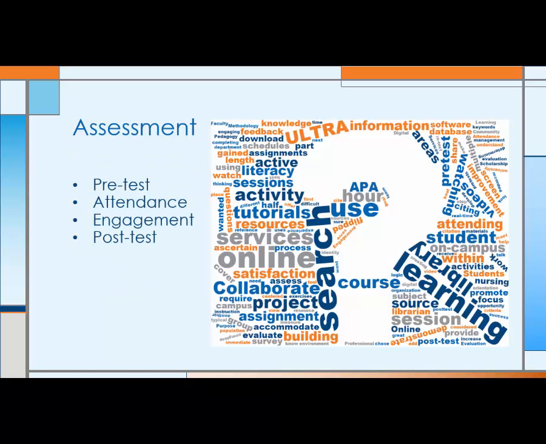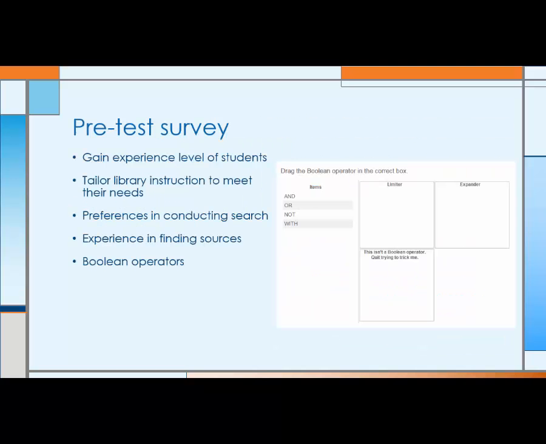To assess my project, I will use pretest, attendance, engagement, and posttest to measure success. The surveys are created and distributed using Qualtrics. The pretest survey will be part of the registration to assess knowledge before the workshop, so that way I can tailor the library instruction to meet their needs.